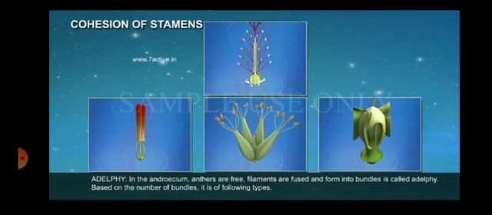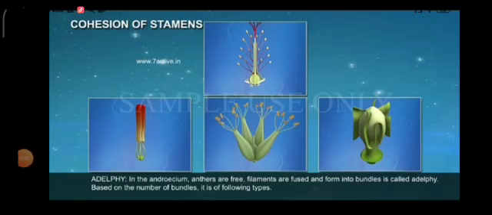In the first picture you can see the filaments are attached, right? In the second picture you can see the filaments are attached but the anthers are free, right? So what is the Adelphy condition saying? In Adelphy condition, anthers are free but the filaments are fused. When this type of condition is found, it is known as Adelphy condition. And the bundles of these fused filaments may be of different numbers. So on the basis of the number of bundles, it is of the following types.